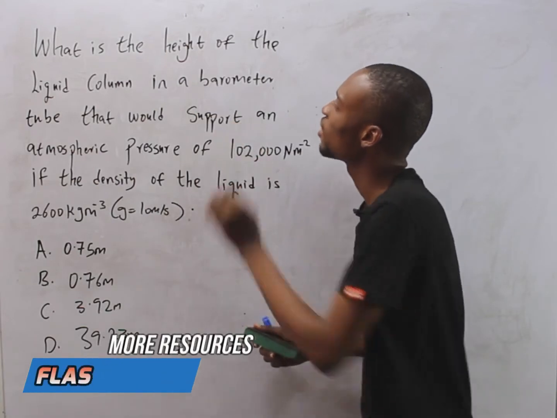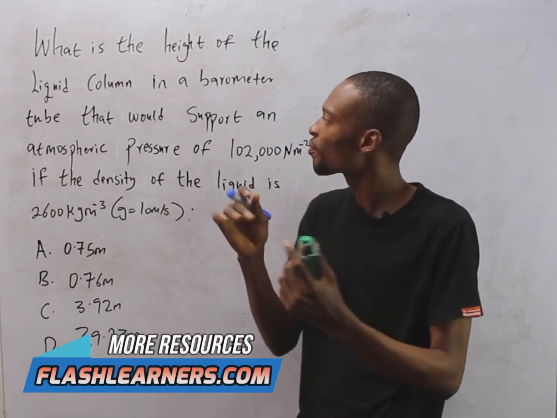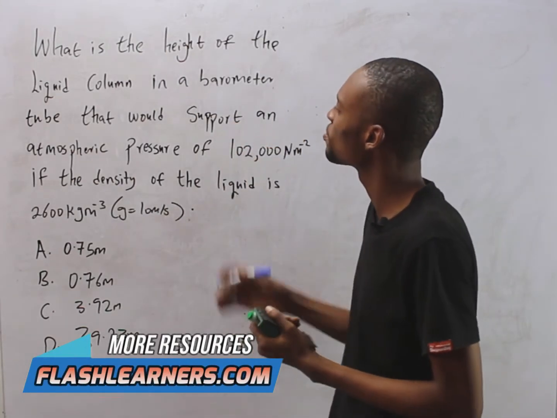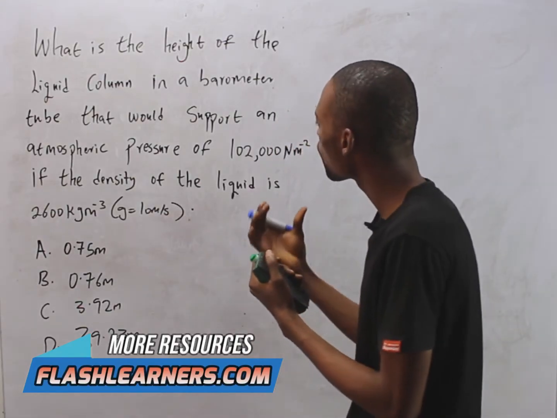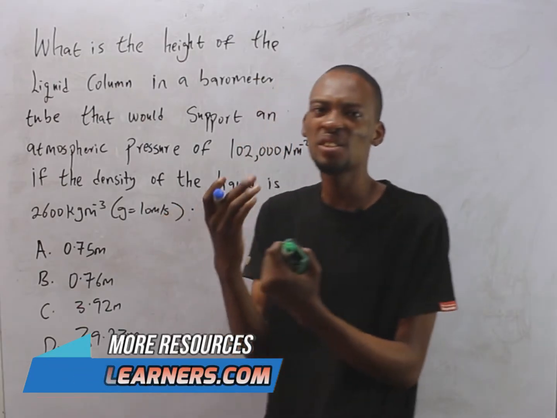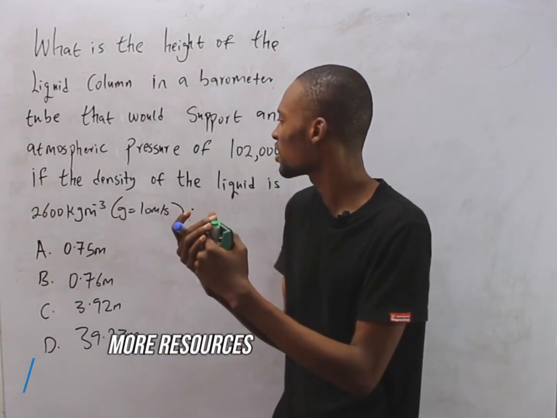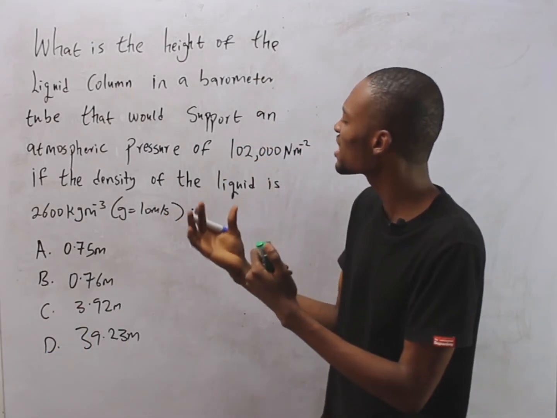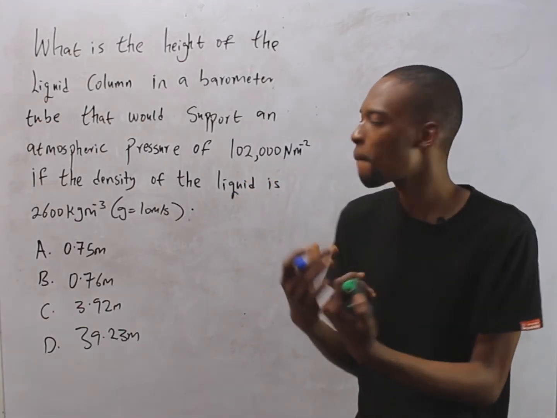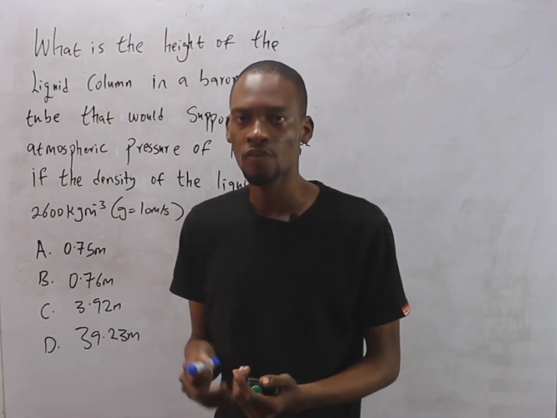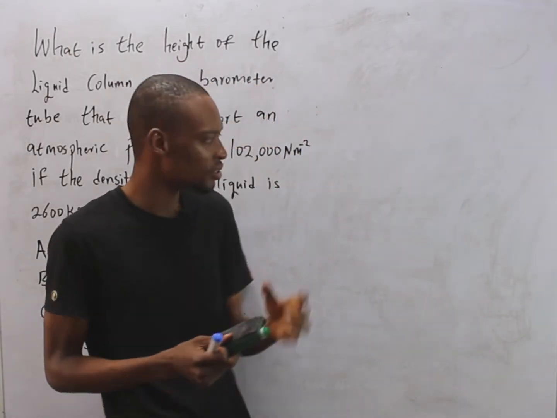What is the height of the liquid column in a barometer tube that would support an atmospheric pressure of 102,000 Newton per meter squared if the density of the liquid is 2,600 kilogram per meter cube? This is a pressure question.